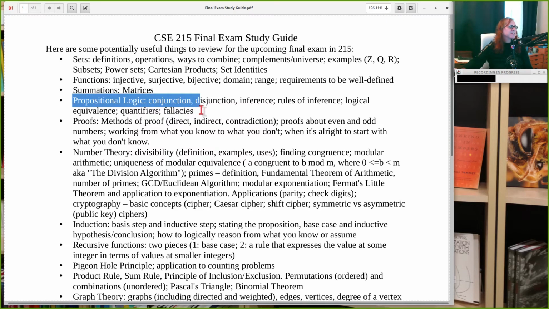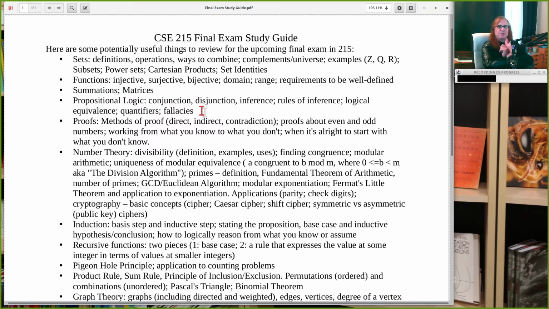All right, chapter 3. A big part of the course was about propositional logic. So know what a proposition is: a declarative statement that has a truth value. And we have ways to combine propositions to make new propositions. Conjunction, which is an and. Disjunction, which is an or. Inference, which says, if P, then Q.